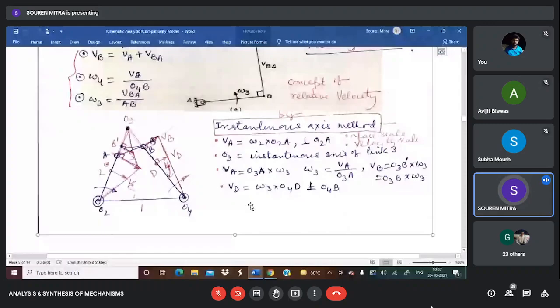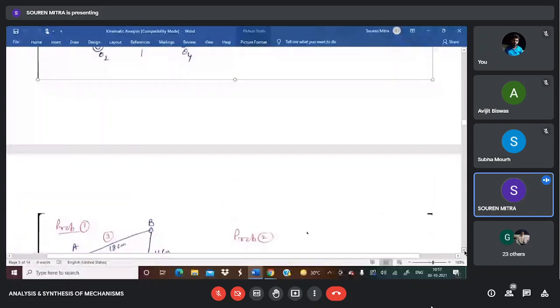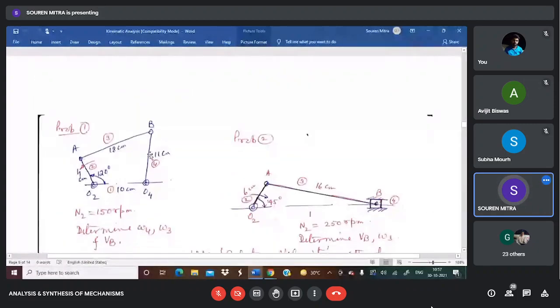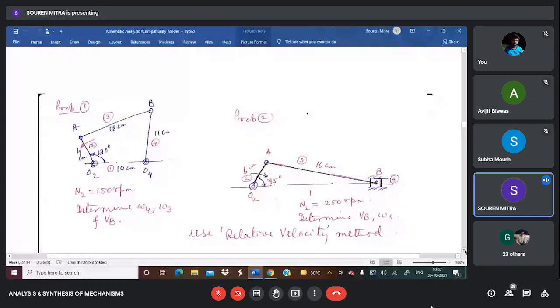Now I'm giving you certain data, particularly these two problems, for solving. You just copy these two problems. This is problem 1, this is problem 2.